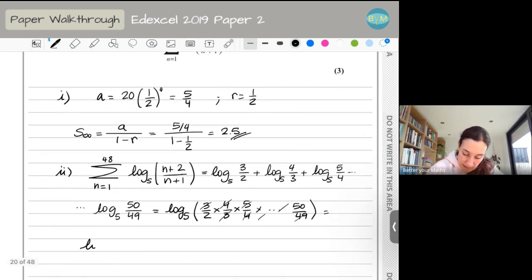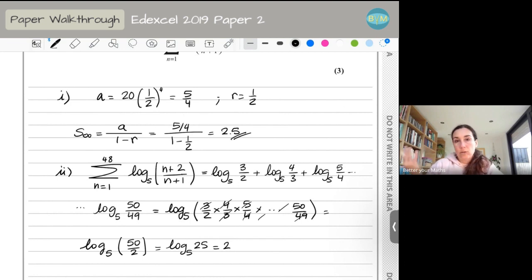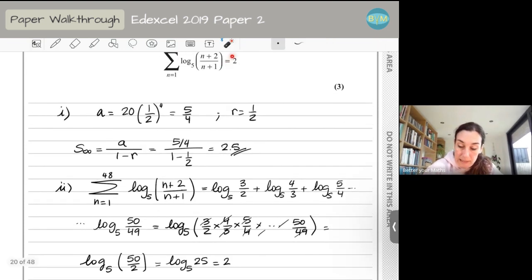So at the end, what we have is quite simple. It's just log to the base 5 of 50 divided by 2, which is log to the base 5 of 25. And log to the base 5 of 25 is just 2. If you don't remember or are not able to think, just do it with the calculator, but it's 2. That's what we have to prove. It's quite a clever question.